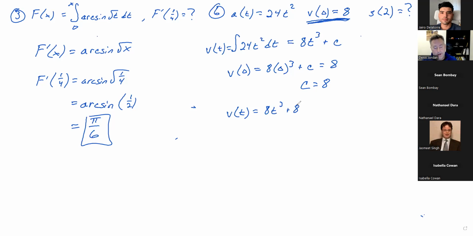But unfortunately, they don't want to know the velocity when t is 2. They want to know the position. So how do you get position from velocity? You would need to integrate it again. So we're going to integrate 8t to the third plus 8. What is the integral of 8t to the third plus 8?